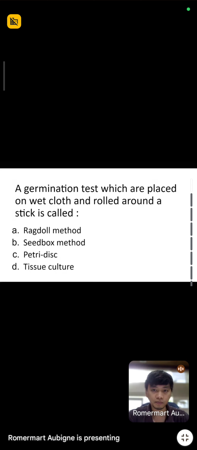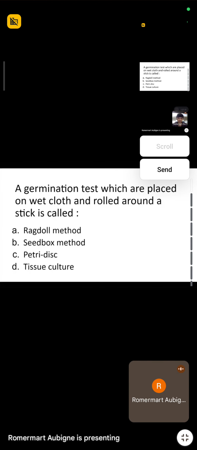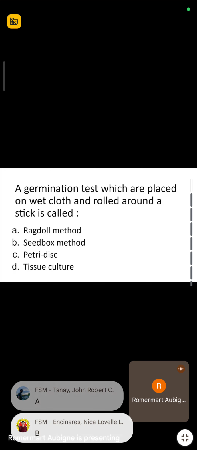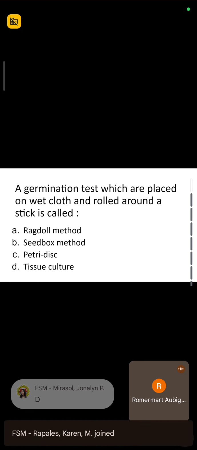Next, germination tests which are placed on wet cloth and rolled around a stick is called: A. Ragdoll method, B. Seed box method, C. Petri dish, D. Tissue culture. A germination test, which are placed on a wet cloth and rolled around a stick is called... So the correct answer is Ragdoll method.